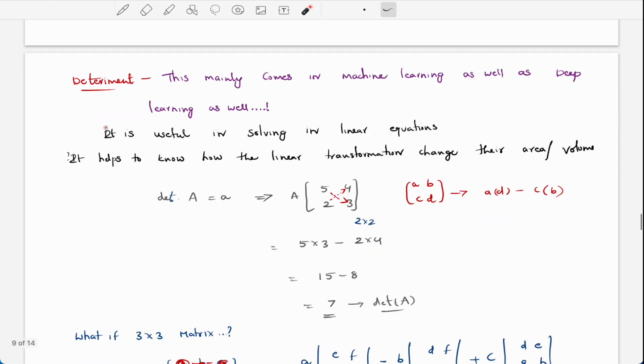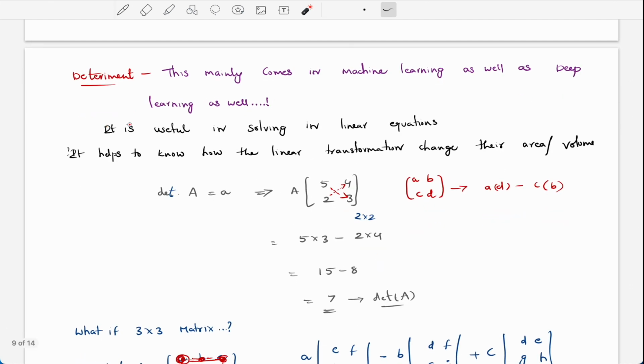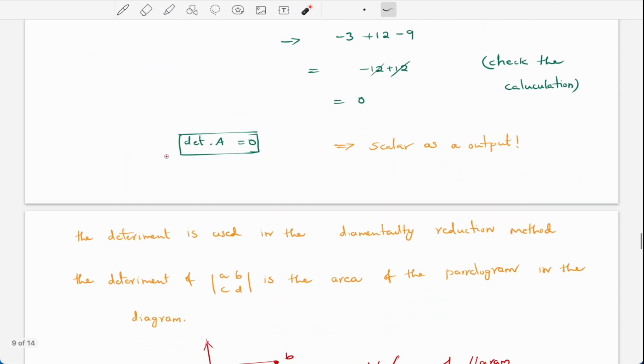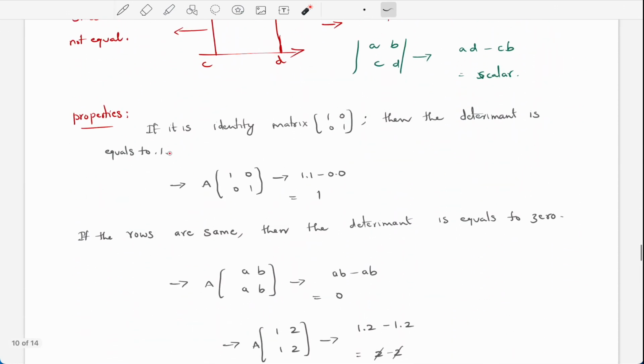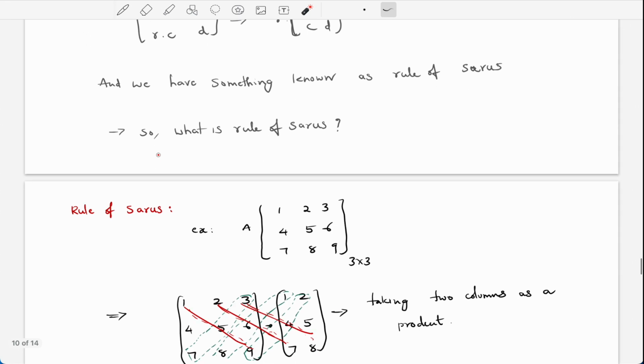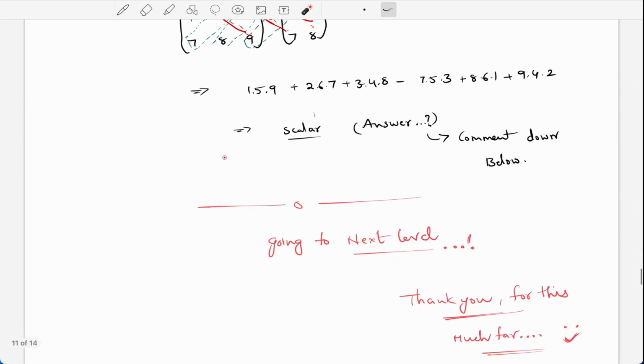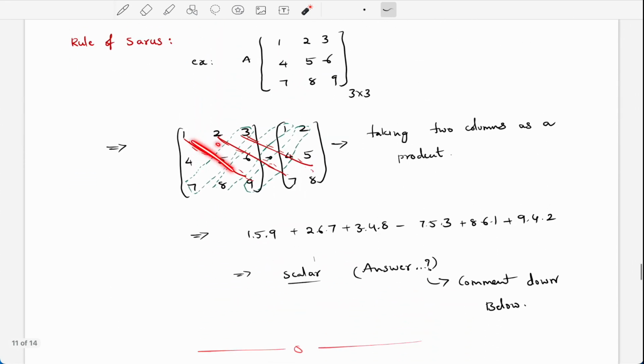So in this lecture we have discussed what a determinant is, and we have discussed the properties, and we have discussed the rule of Sarrus and how it is applied and calculated.